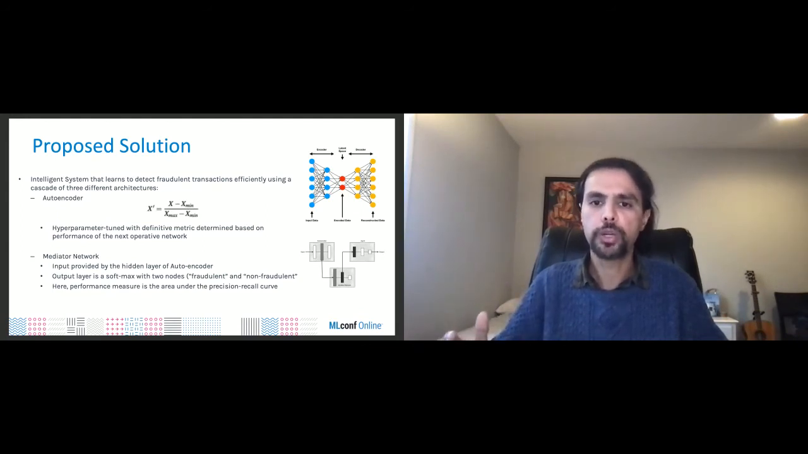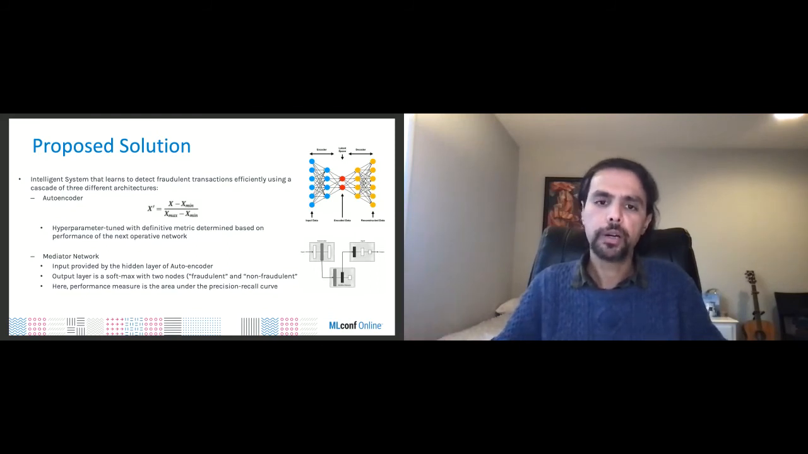So what we're also doing here is the next operative network, which is a classifier, actually feeds input or helps us tune the autoencoder better. So in some sense, it is a supervised framework where we try to conditionally learn the distribution of the features, conditioned upon the fact that it could be a fraudulent transaction or a non-fraudulent transaction.